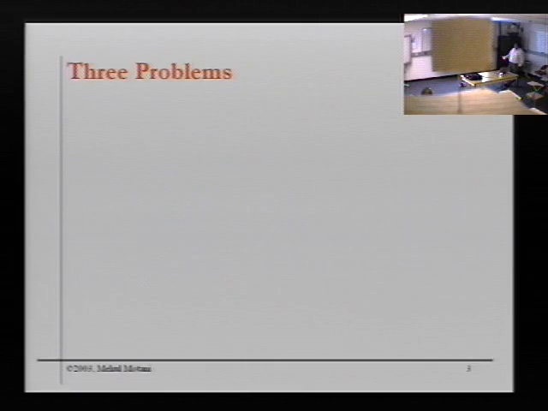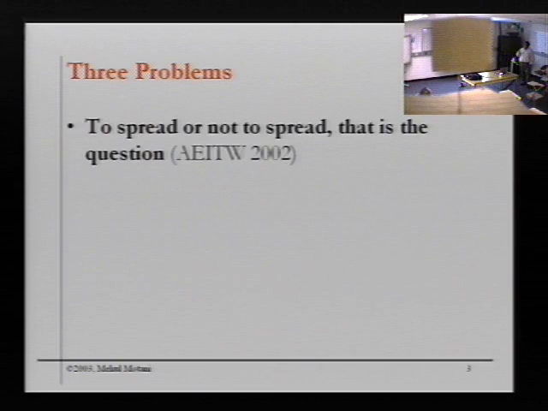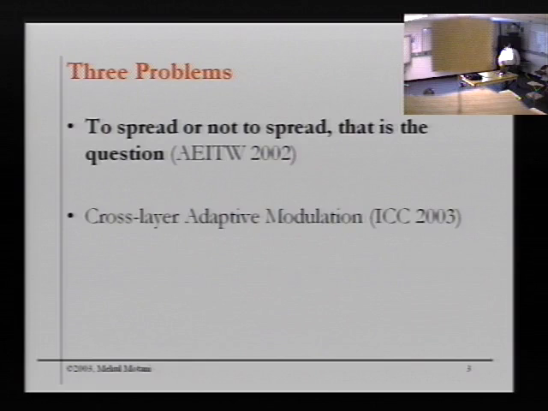All right, now we'll get to what I'm actually going to talk about in this talk. I'm going to talk about 3 problems. The first problem is a physical layer problem, but it shows up when you think about multi-user networks, and it's going to try to answer the question: do I want to spread spectrum or not? And if you do, what are the consequences?